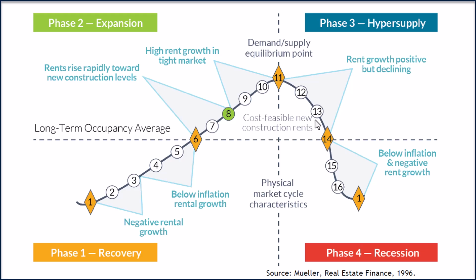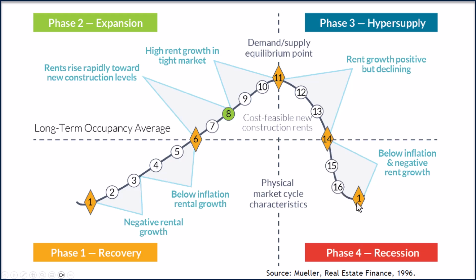Rent is starting to decline. Occupancy is starting to decline as we work back towards our long-term occupancy average, even though we may have positive rent growth during this declining phase. Once we get below the long-term occupancy average, now we've got negative rent growth. We enter the recession phase.